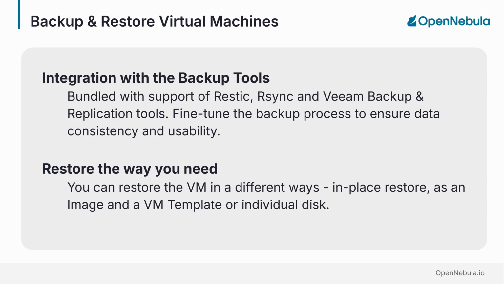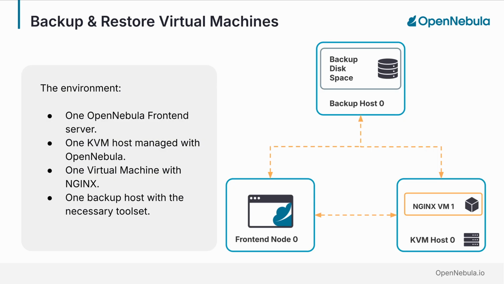You can restore virtual machines in place, as a separate image, with a virtual machine template, or restore the individual disks. In the scope of this demonstration, the environment consists of one node that is hosting the OpenNebula frontend software, one KVM host that is managed by OpenNebula and is running one virtual machine with Nginx. The Nginx web server is serving a simple web page. In the process of the demonstration, the web page is going to be changed and then reverted back using the in-place backup functionality. One node will be used as the backup target to store all the backups.